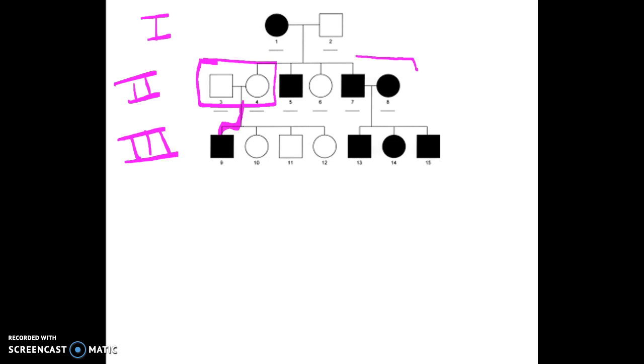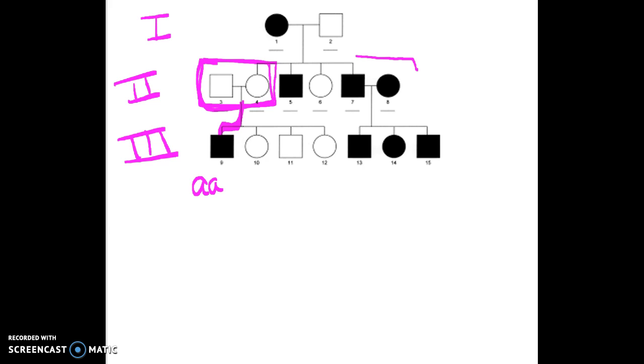So I take a look here and I see that these 2 parents do not have the characteristic, but they have an offspring that does, an actual son. And so again, the only way to get individuals that are affected by a characteristic and having parents that do not is to be homozygous recessive.